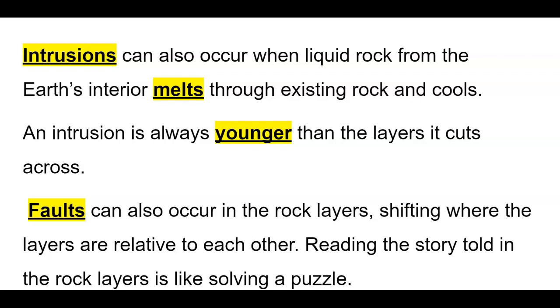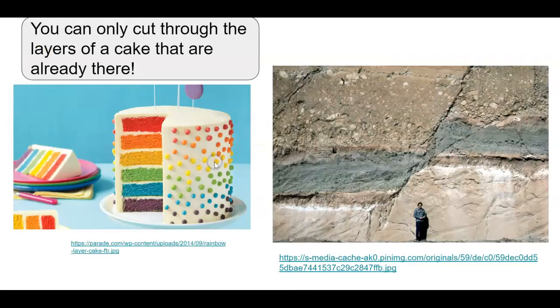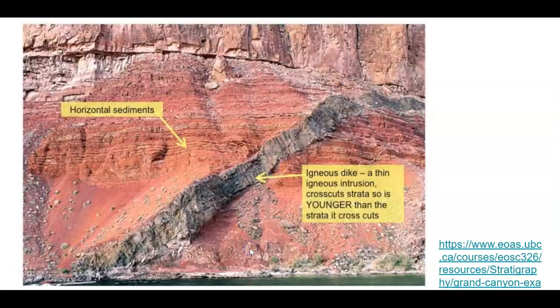Reading the story told in the rock layers is like solving a puzzle. And that's what we're going to be working on over the next few days. So to think about that idea, this cake had to exist. All these layers had to be here in order for me to cut into it, like this fault does right here. See how the gray sediment layer is shifted because of this break in the Earth's crust, a fault where earthquakes have slowly shifted where this layer is compared to that. The layers had to be there first. They have to be older in order to be disturbed.